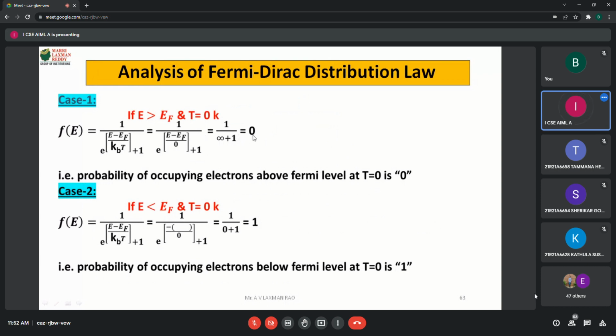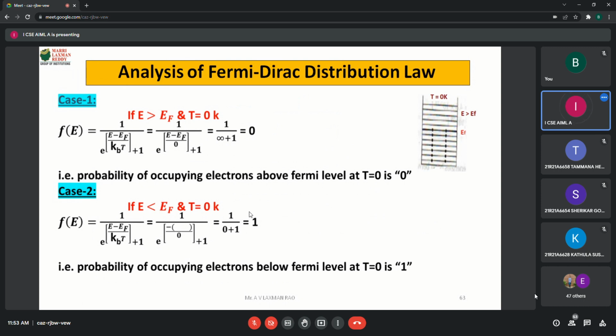Case 1, case 2. At 0 degree Kelvin, if the given energy level is greater than the Fermi level, what is the probability value? When the temperature is 0 only, but the given energy level is less than the Fermi energy level, then what is the probability value that we have seen? Above the Fermi energy level at 0 degree Kelvin, no electron is there, so 0. Below the Fermi energy level, if an energy level is given, then its probability value is 1. We are getting it like this.